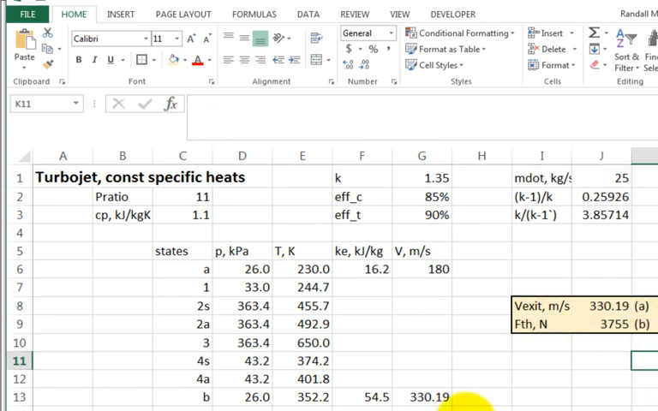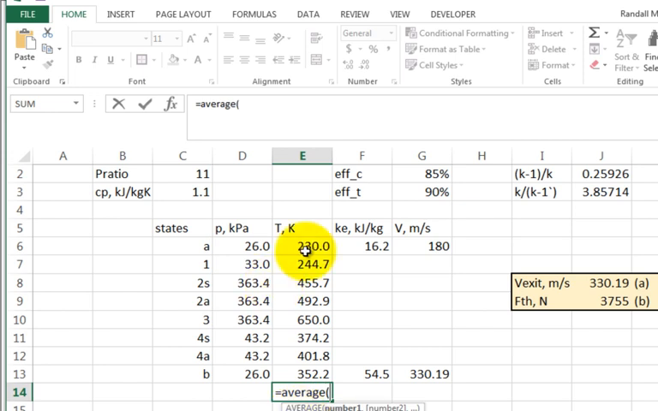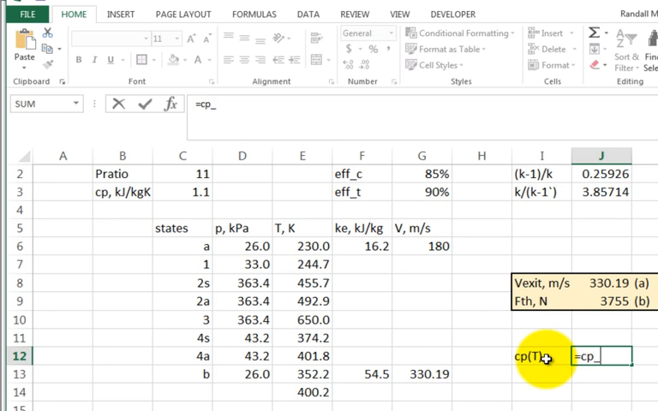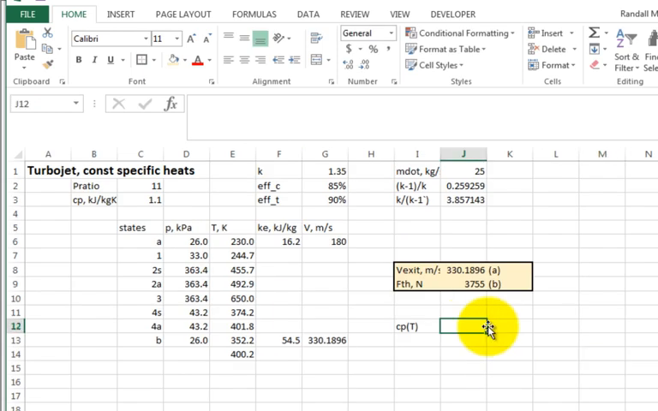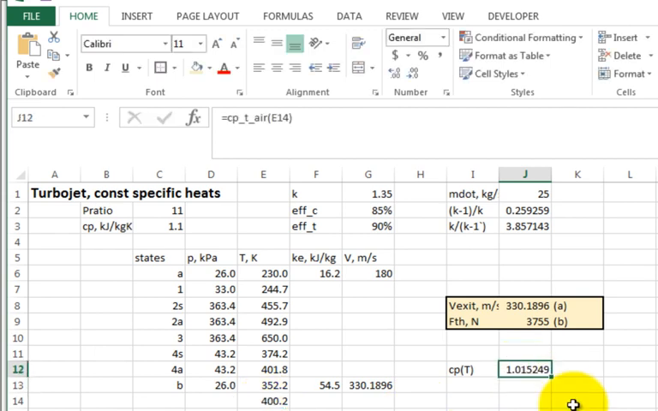Somebody says, I don't think that's, what you could do is you could do this. You could get an average temperature for all these temperatures right there. About 400 Kelvin, right? Probably I can get a C sub P as a function of temperature. So what I'm going to do is I'm going to get C sub P for air. When I want to get a function, C sub P underscore T for air, I can. I'm going to evaluate that at 400. And it comes in at 1.015.